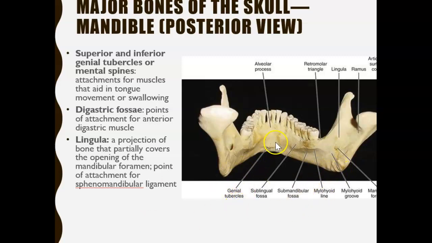So let's recap. Genial tubercles, alveolar process, which is the bone around the tooth, retromolar triangle, which is the bone right behind the last molar, the third molar at the bottom, coronoid process, condyle, mandibular condyle, and this hole is your mandibular foramen.